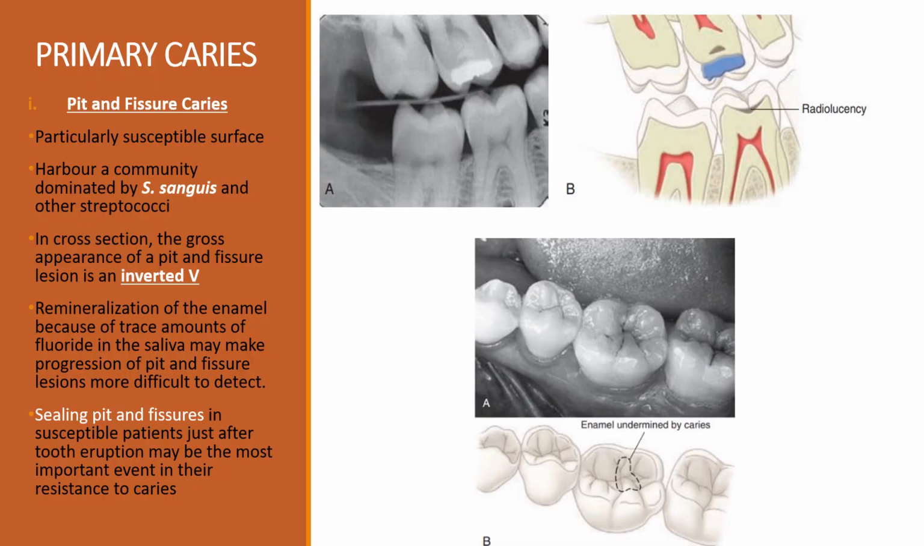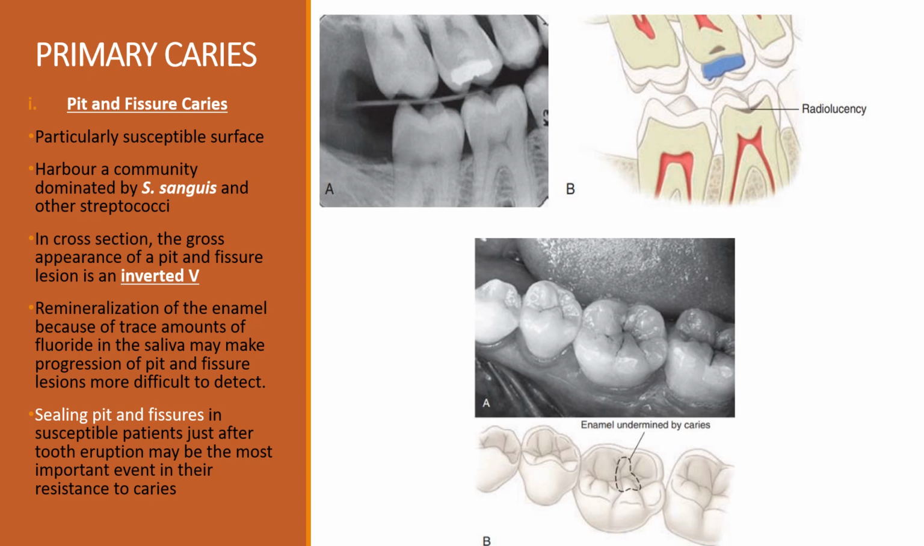Coming on to primary caries, first variant is the pit and fissure caries. Pit and fissure, as we discussed earlier, are particularly susceptible surfaces and they harbor a community dominated by Streptococcus sanguinis and other streptococci. In cross section, the gross appearance of a pit and fissure lesion is usually an inverted V. What happens is that the initial lesion first develops on the walls of the fissure and then the demineralization follows the direction of the enamel rods.